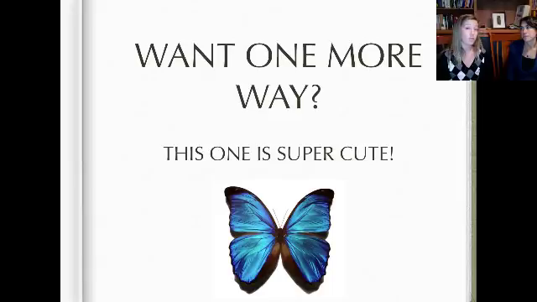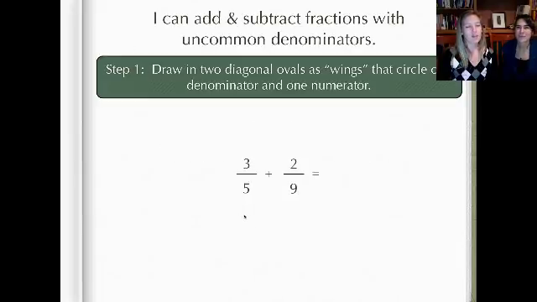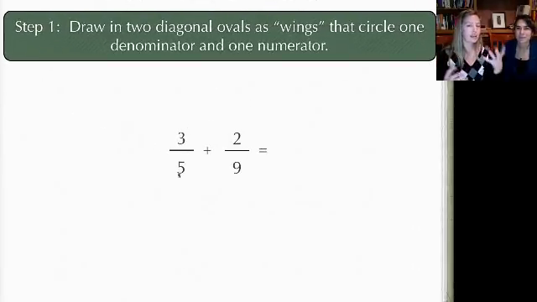And now there's one more. And this one, I actually just learned this year, and it's super cute. I'm excited to show it to you. Here's a little hint. It is a butterfly method. So we have, again, 3/5 plus 2/9. And again, we're going to ask ourselves the same question. Are the denominators the same? No. Can I turn one to the other? No. So here's another trick when you can't do that.